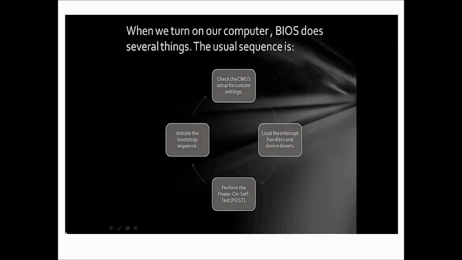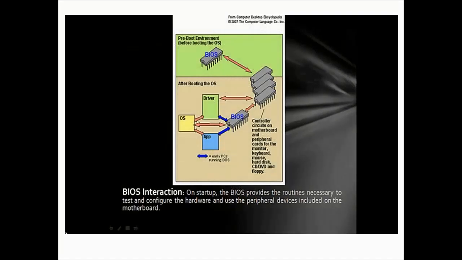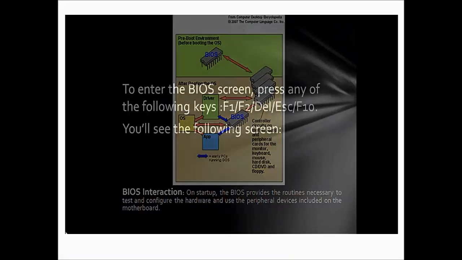When we turn on a computer, the BIOS does several things. The usual sequence: check the CMOS setup for custom settings, load the interrupt handlers and the device drivers, perform the power-on self-test, which basically tests the system hardware, and initiate the bootstrap sequence. BIOS interaction: on startup, the BIOS provides the routines necessary to test and configure the hardware and use the peripheral devices included on the motherboard.